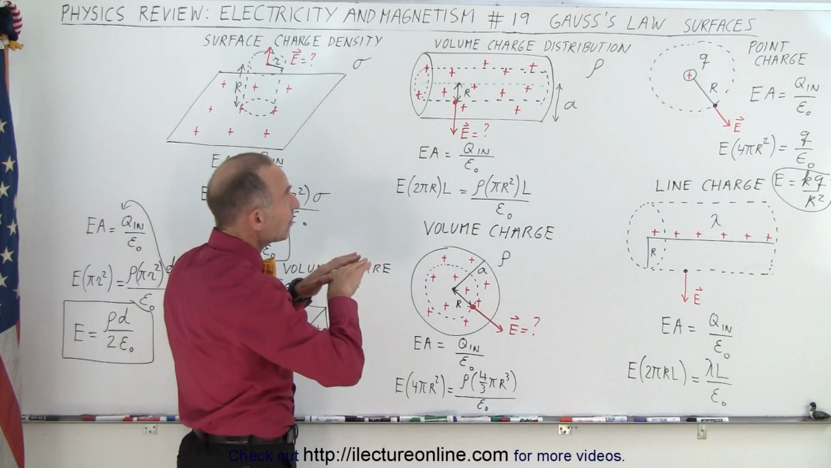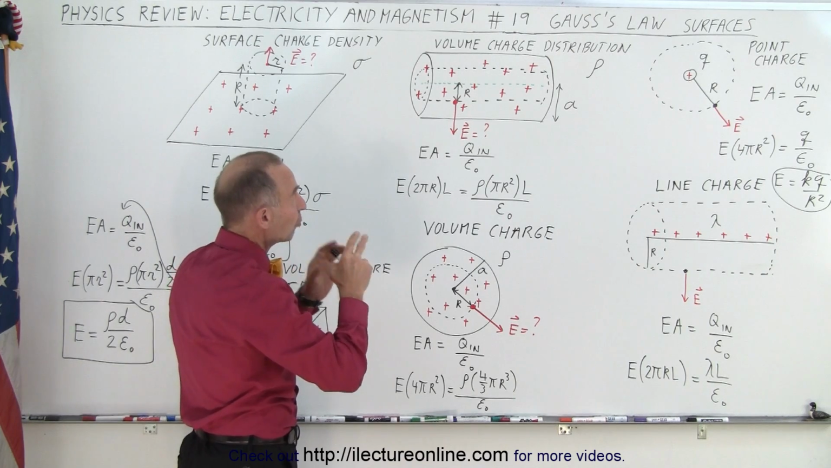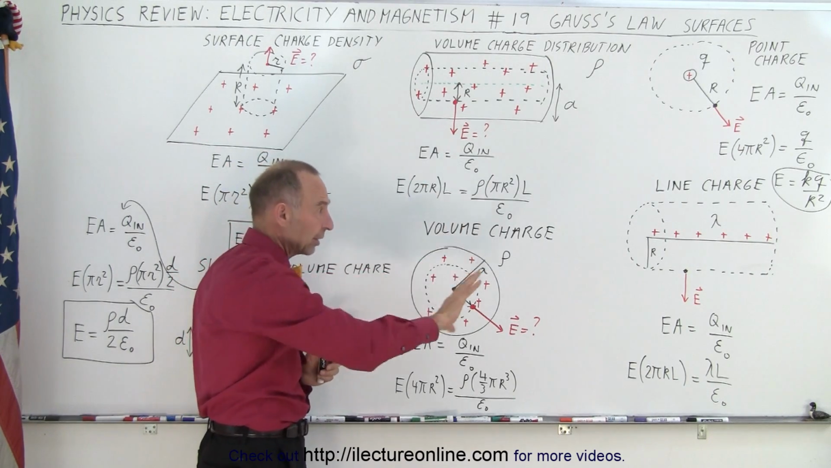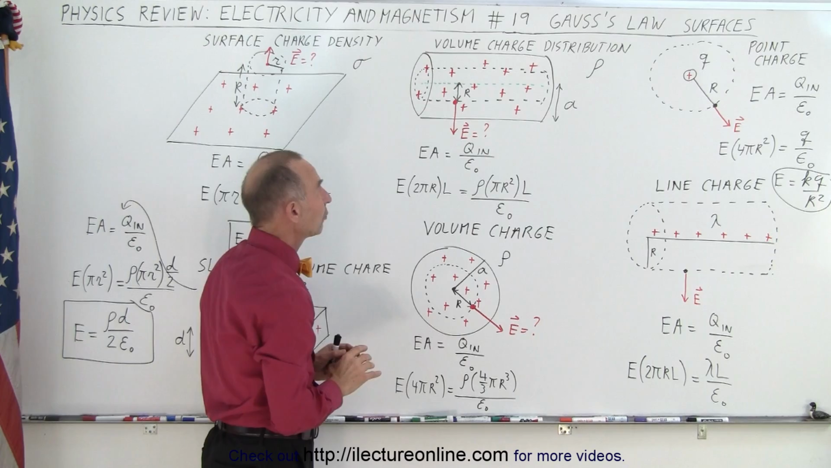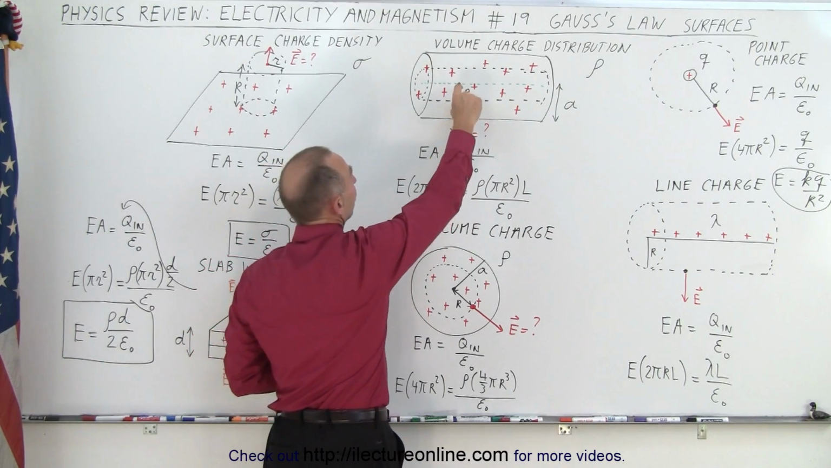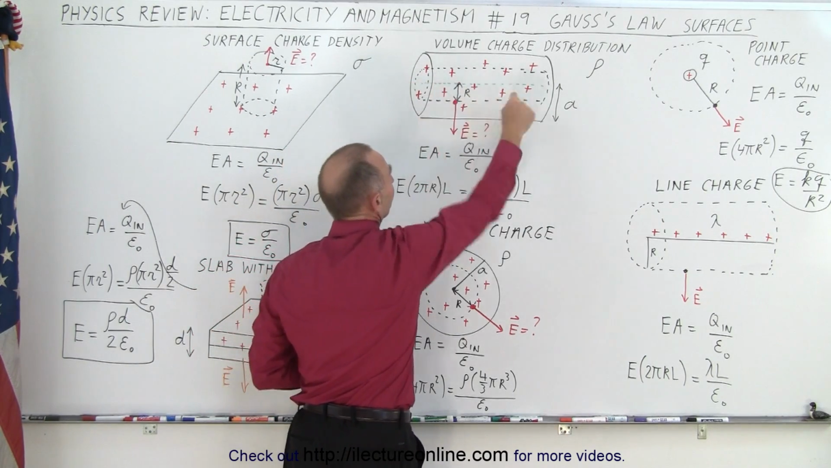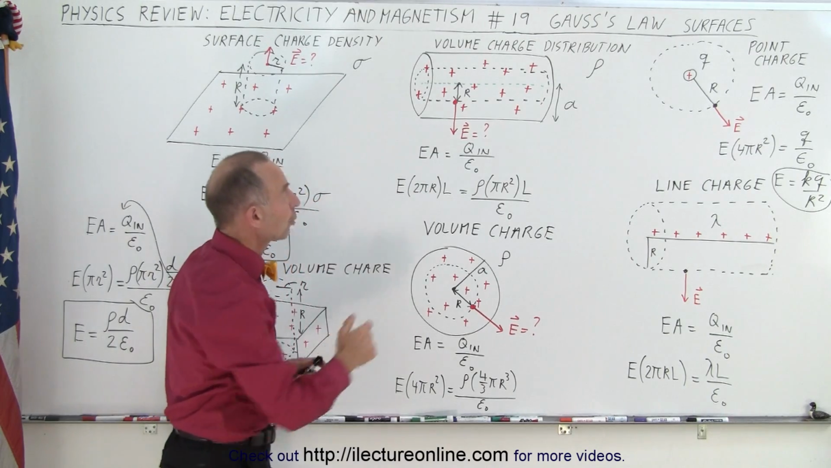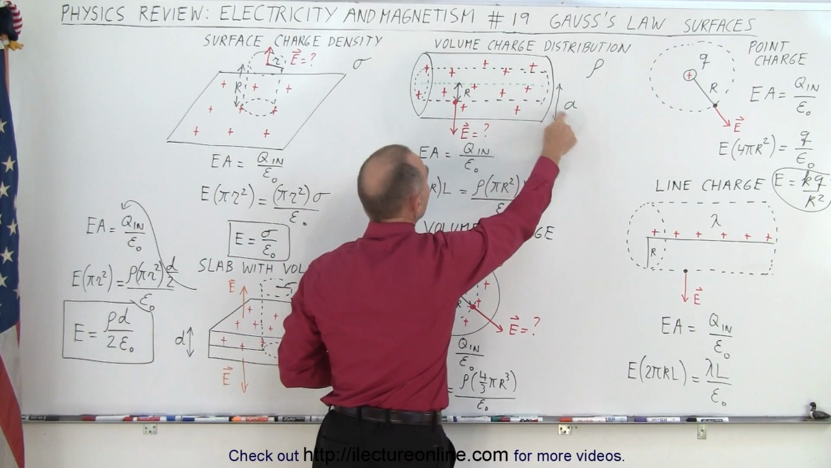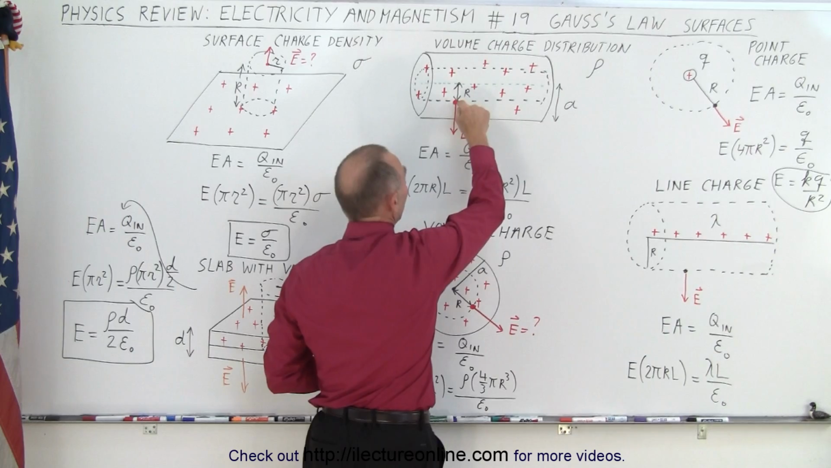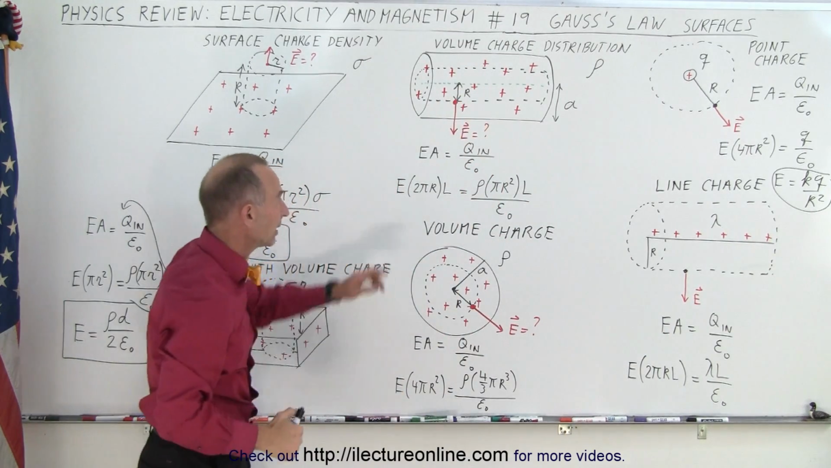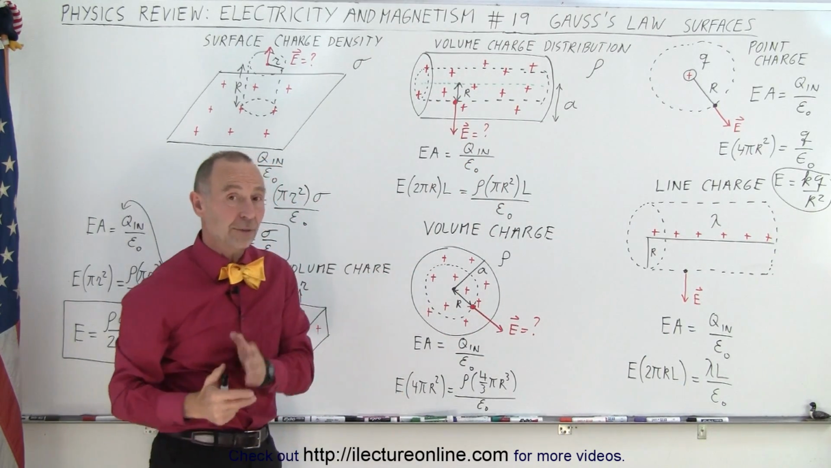What if we have a cylindrical distribution of charge where the charge is all throughout the cylinder and we want to know the electric field some distance r away from the axis of the cylinder? Notice that the cylinder radius is a, but we only want to know it at some distance r inside the cylinder. Again, E times A equals Q inside over epsilon sub naught.